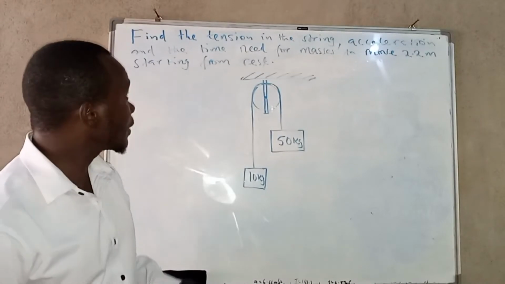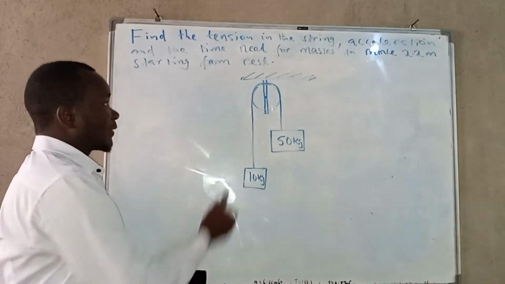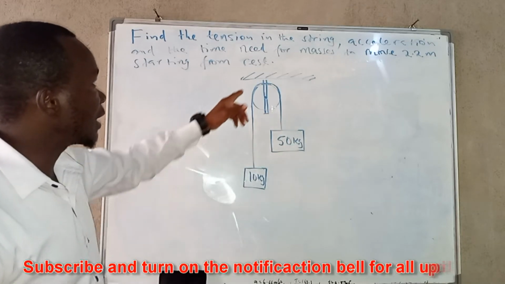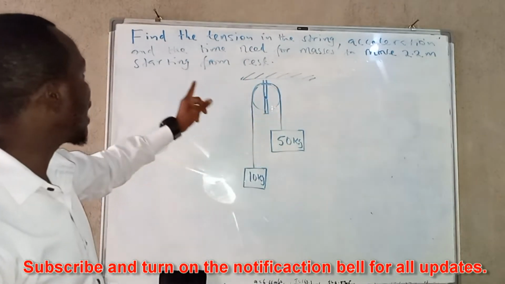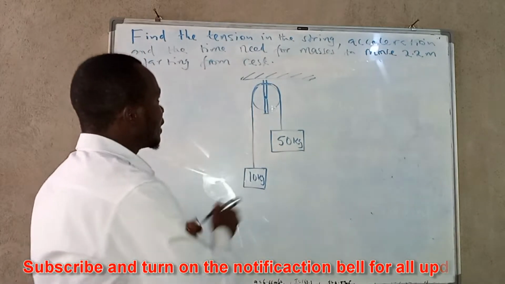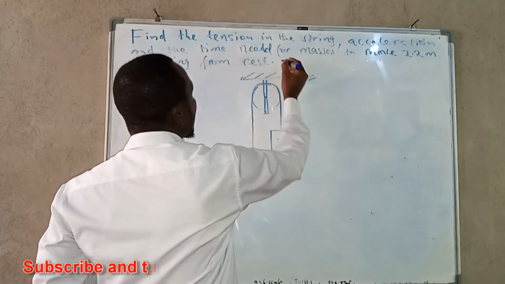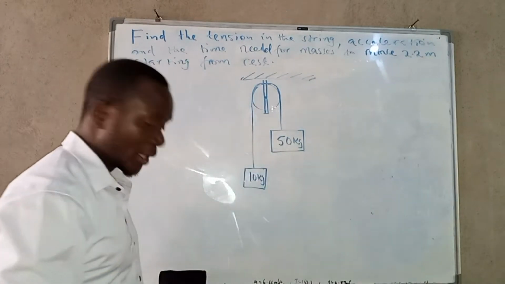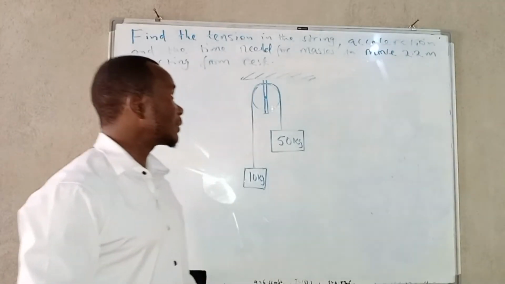We are going to look at one of the questions under Newton's laws of motion. The question says, find the tension in the spring, acceleration, and the time needed for masses to move 2.2 meters starting from rest. So this is the question that we're going to consider looking at.